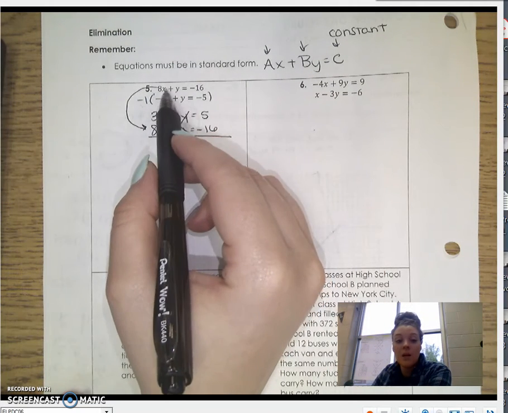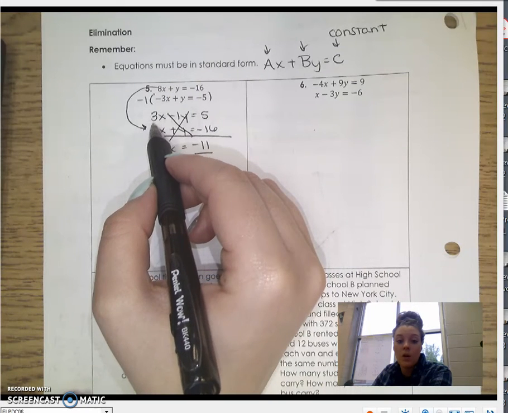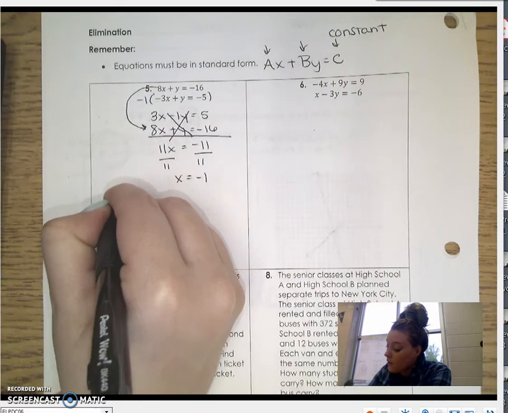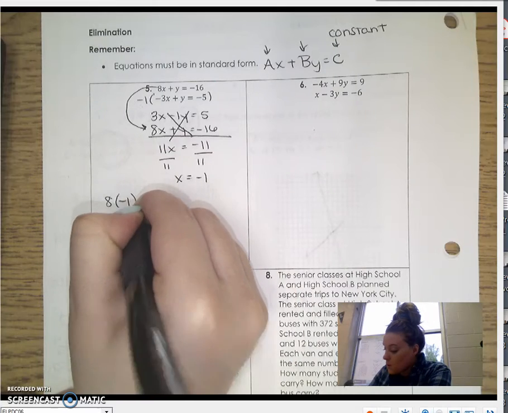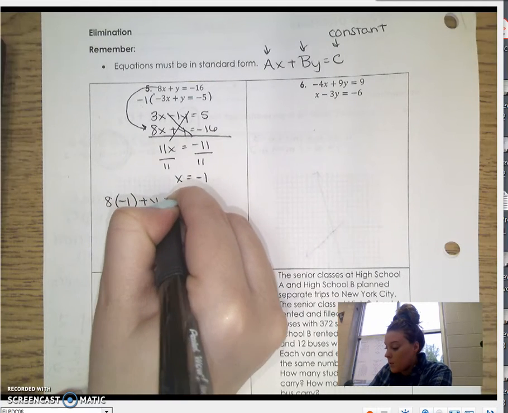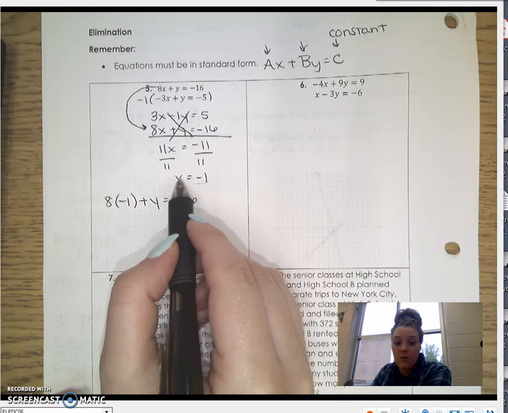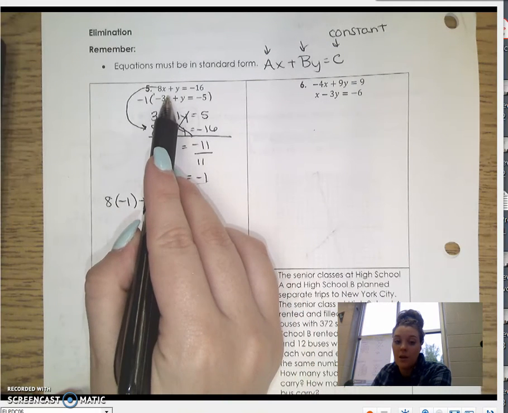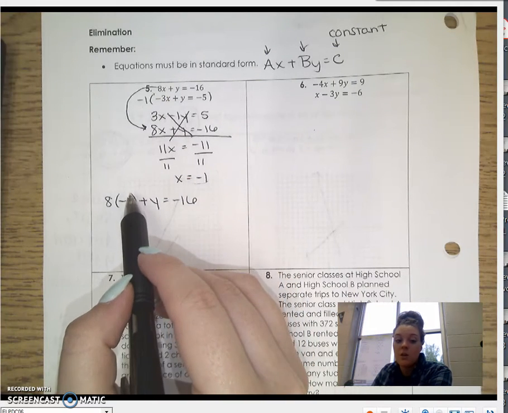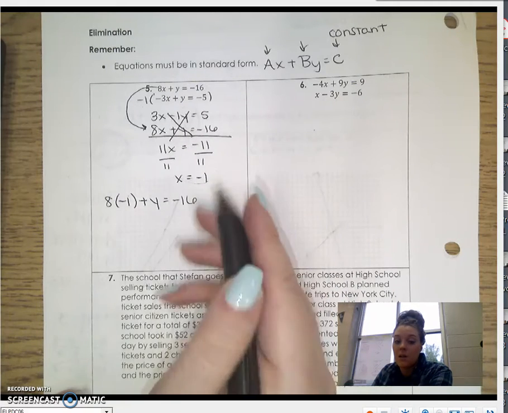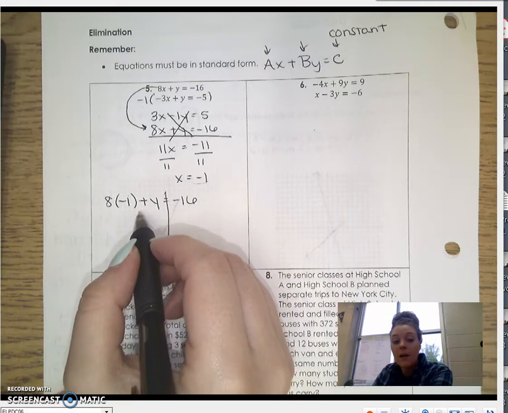So you can pick either one of your original equations or your new equation after you multiply it. I'm just going to pick this top equation. So I have 8 times x, which we said was negative 1, plus y equals negative 16. I took the x value that I just solved for and substituted it in for the x in the original equation. So I plugged it in or substituted it everywhere I had an x in that top equation. Now what I need to do is solve for y.